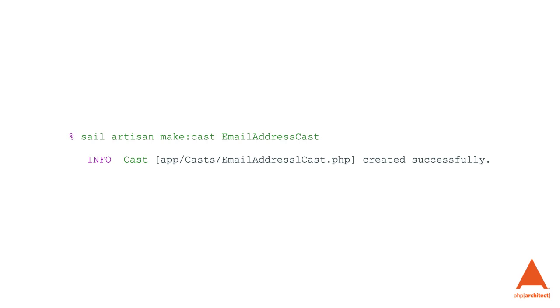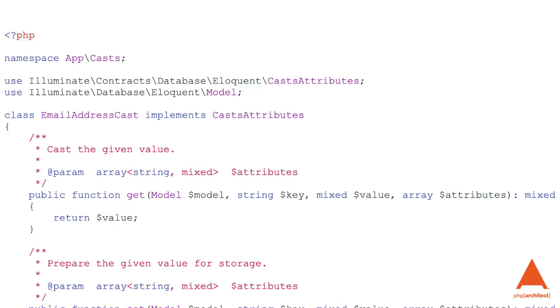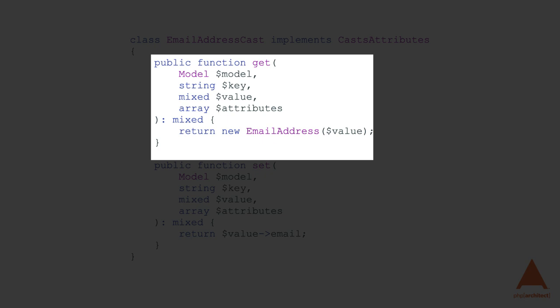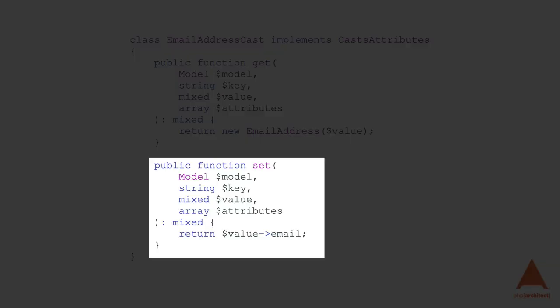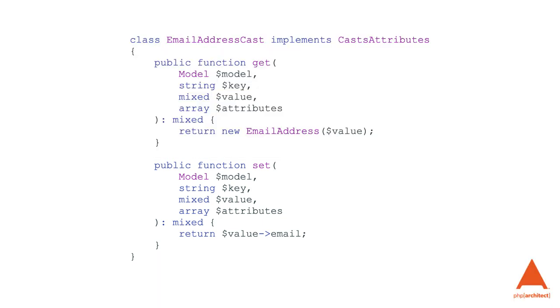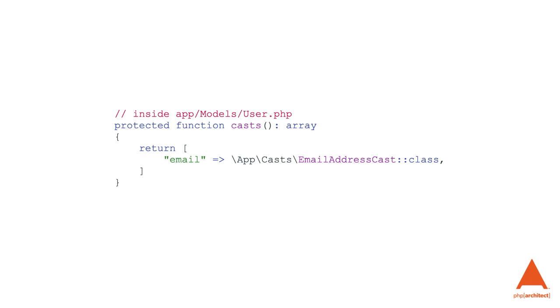We'll use the make cast command to create the custom cast for us. This will create a class something like the following, but it of course may have changed since this video was published. This class has two functions: the get function, which casts a value from the database to the class we want to work with, and the set function, which converts the class back to the scalar value for the database. Because you've already created a class to handle validating the email address, you can easily create this basic implementation to cast an email address to and from the database. Then you just need to instruct the model to use the cast.